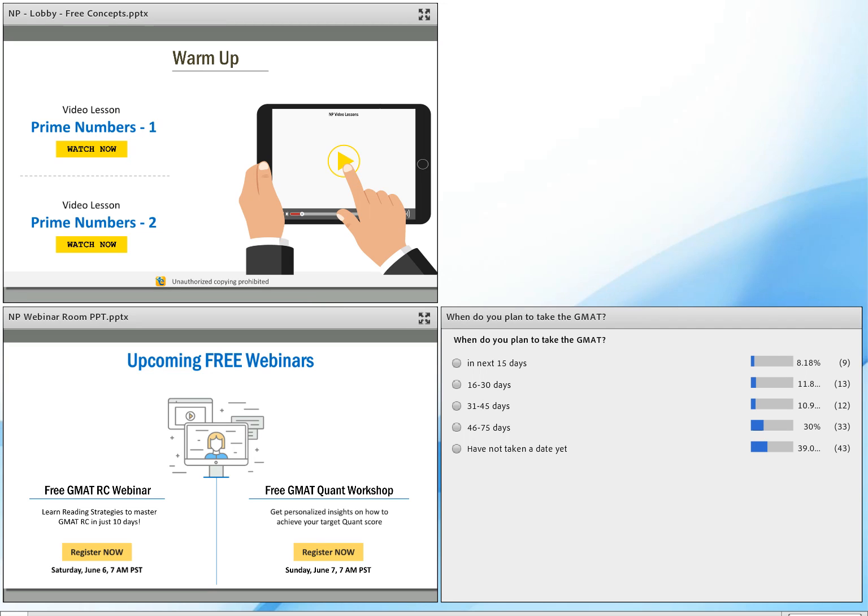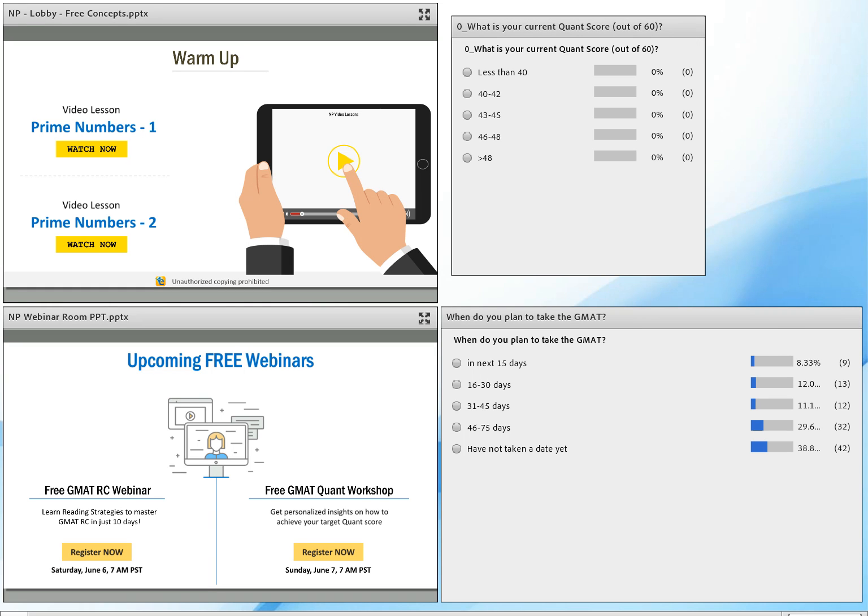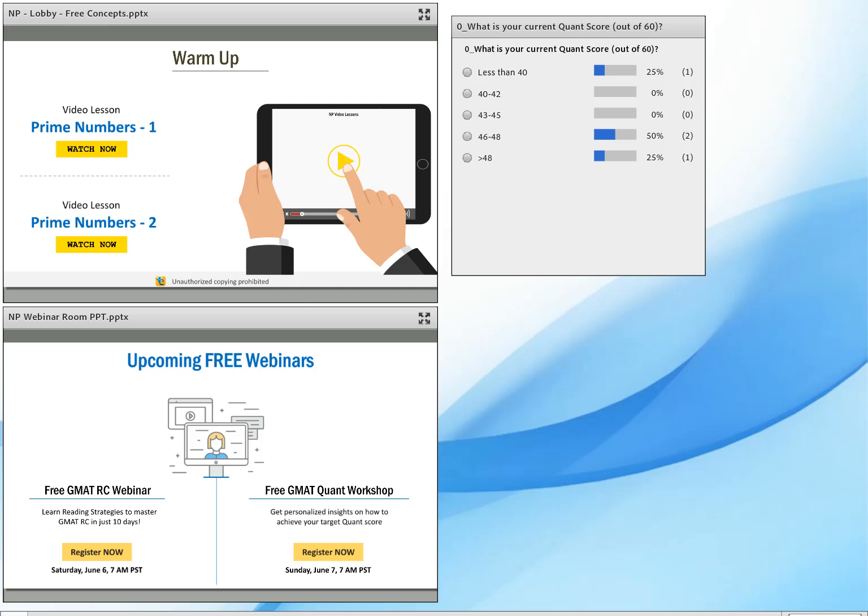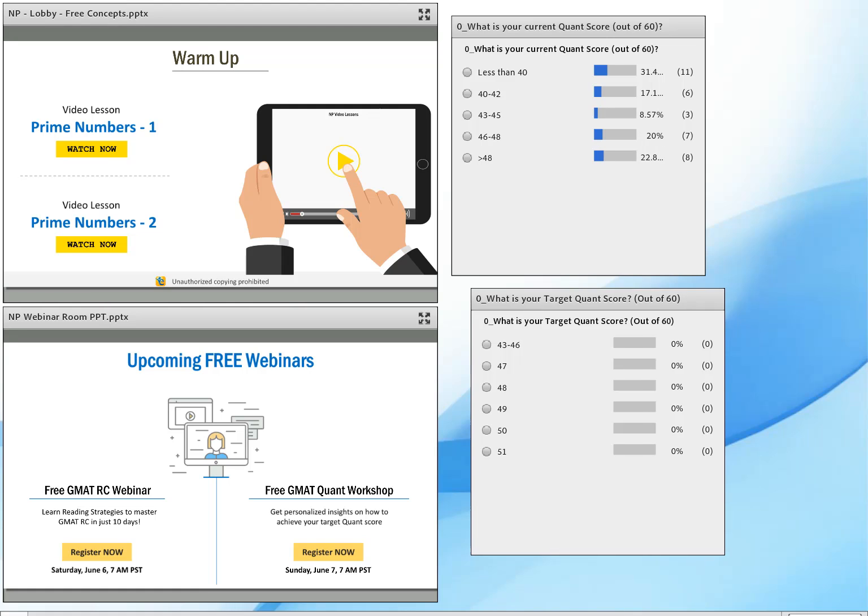Now, to just set some context for the session, I want to understand where you currently stand, and so I have a few poll questions. One is, what's your current quant score out of 60? And the next one that I'm going to put in over here is, what's the score that you're targeting for? Actually, wrong poll. What's your target quant score out of 60? So I'd like to get that as well.